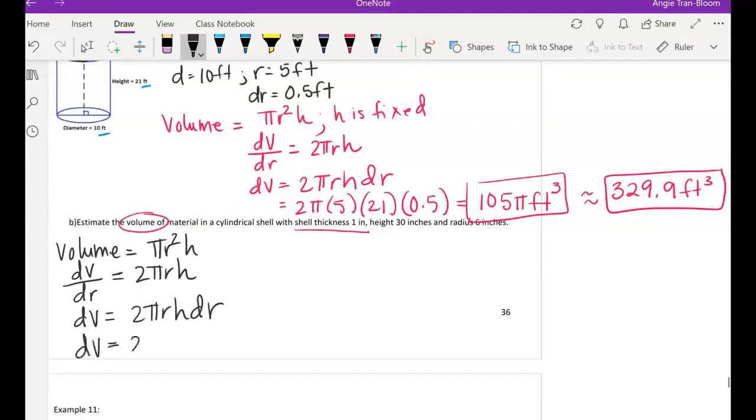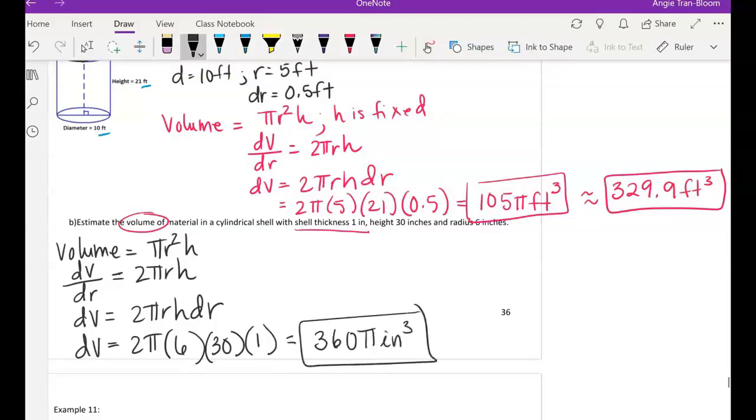Let's plug in everything we have. So dV is 2 pi, the radius is given to you as 6 inches, and the height is given as 30. The change dr, which is the thickness of the shell, is 1. If you don't have a calculator, I would just take it as 360 pi cubic inches and leave it just like that. That's just fine. And that's as easy as it is to find the change in volume.